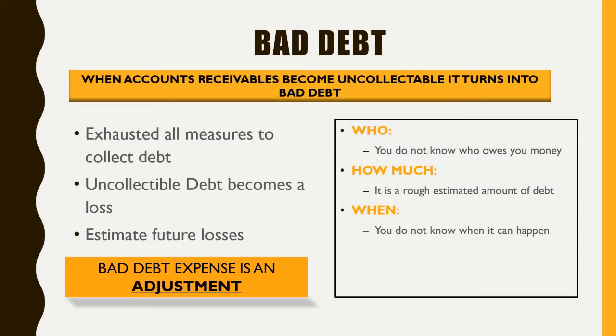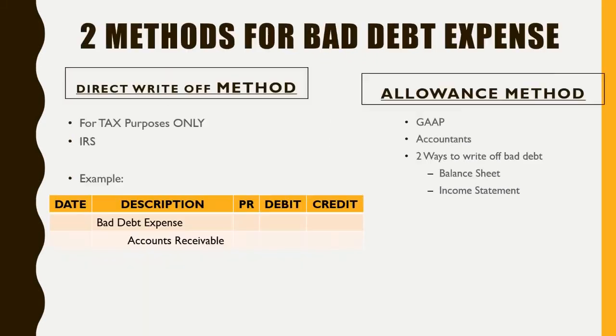Whereas when we're dealing with a bad debt at the end of a given accounting year, we're making a rough estimate. We don't know who, we don't know roughly how much, and we don't know when these people are going to default on their payments. So that's the assumption here, that we're taking an estimated amount and we're going to assume that this money is not going to be collectible. Okay? And then we're going to journalize it. Okay?